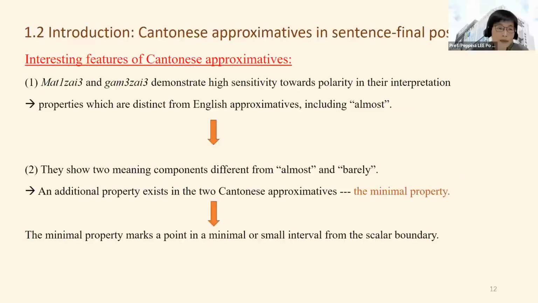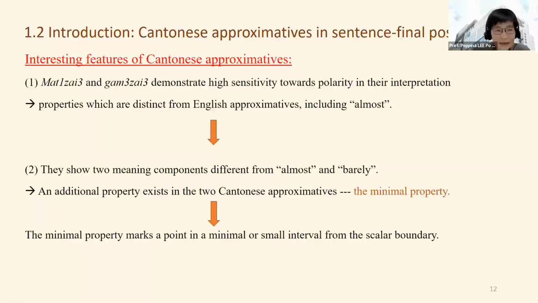However, at the very beginning, we find that if we consider 乜仔 and 咁仔, there are at least two very interesting features. The first one is they demonstrate high sensitivity towards polarity in their interpretation, which already is not exactly the same as English almost. And then the second one is what? We find that 乜仔 and 咁仔 show a meaning component which is additional to the proximal and the polar. We call it the minimal property. The minimal property makes a point in a minimal or small interval from the scalar boundary. So these two interesting features, we'll be covering them in detail when we move on to the presentations.